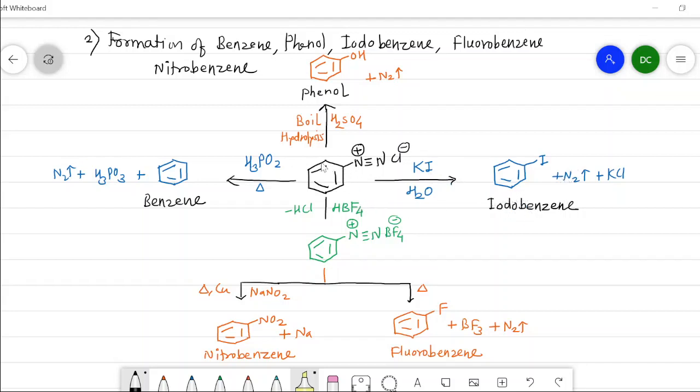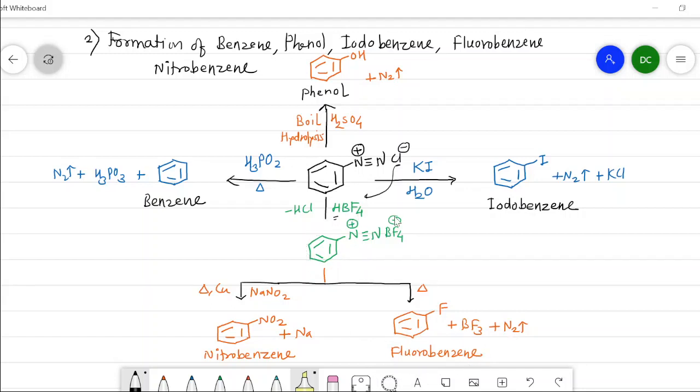And if the benzene diazonium chloride is treated with hydrogen fluoroborate, that is HBF4, the Cl is replaced by a BF4 group, and benzene diazonium fluoroborate is obtained. If that fluoroborate is heated, then fluorine attaches here with the removal of boron trifluoride and nitrogen, with the formation of fluorobenzene.